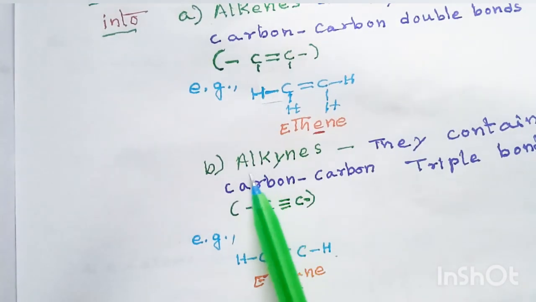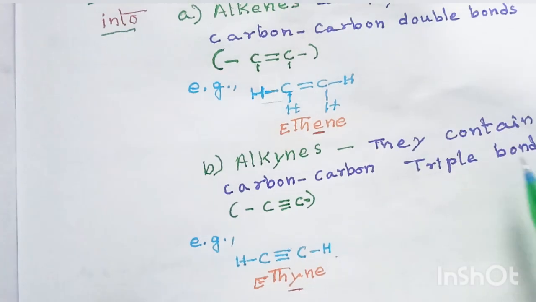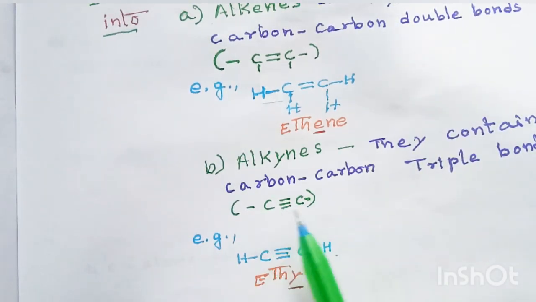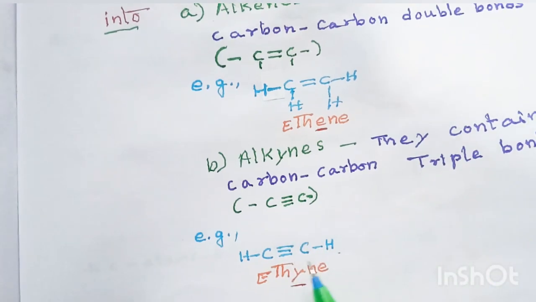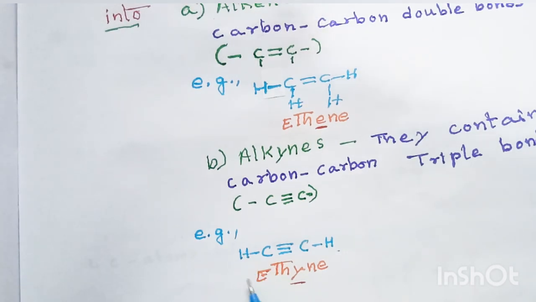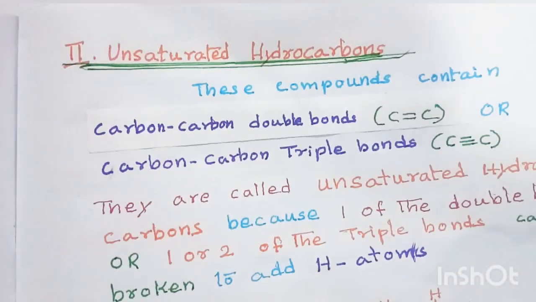Then alkynes. They contain carbon-carbon triple bonds. At least one carbon-carbon triple bond. So they are called alkynes. Yne means triple bond. Example is ethyne. CH triple bond CH is ethyne. These are the unsaturated hydrocarbons, alkenes and alkynes.